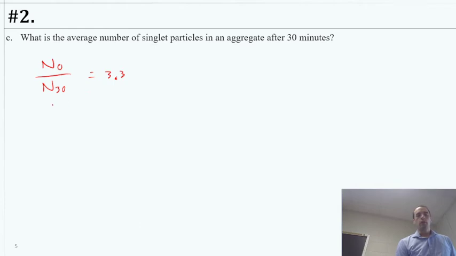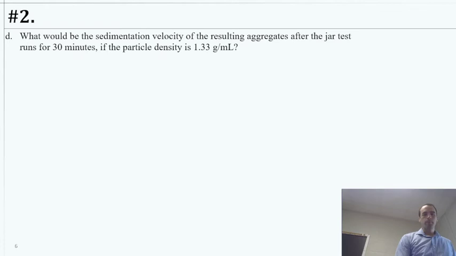So that was really all I was looking for, was you to recognize that that's how we need to solve the problem, is that initial over final to give me the answer there. Okay, so for part D, the question is, what would be the sedimentation velocity of the resulting aggregates, after the jar test runs for 30 minutes, if the particle density is 1.33 grams per liter.